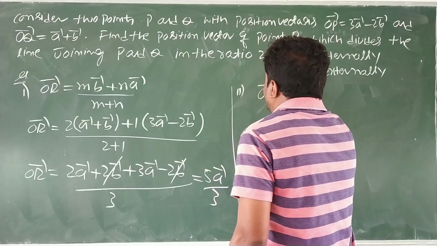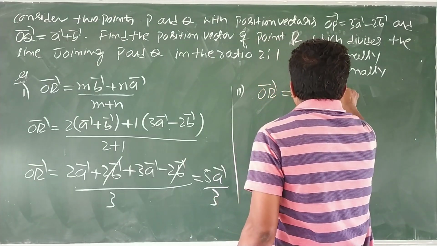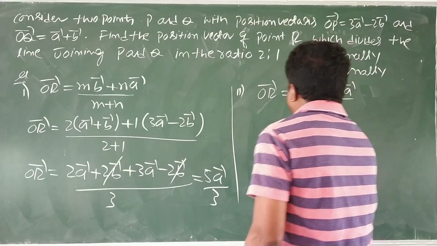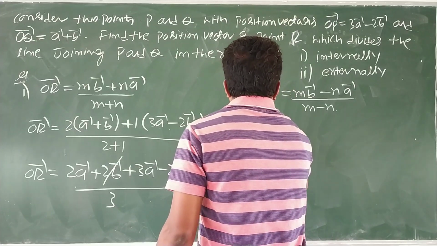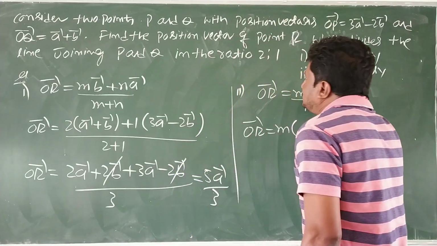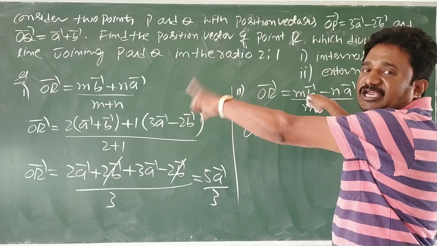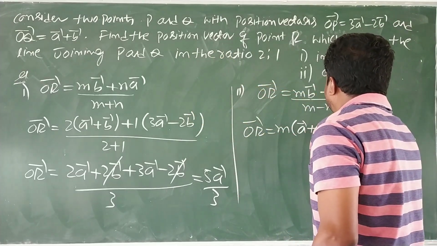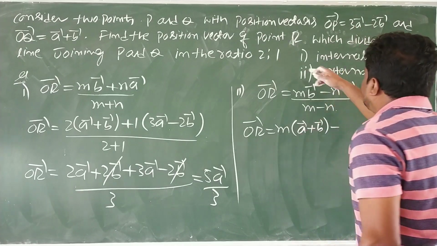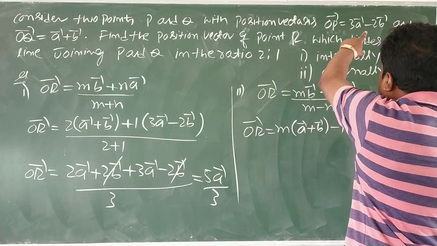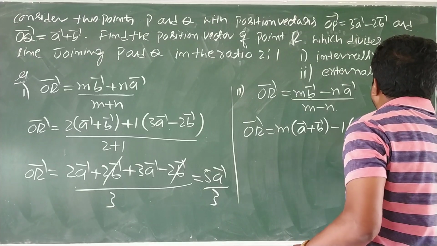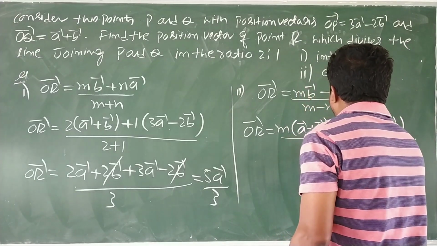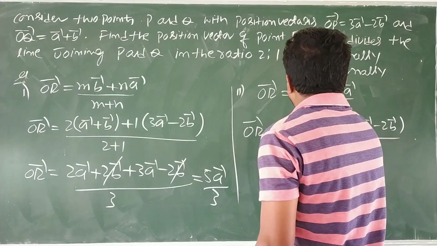OR is equal to (mB minus nA) by (m minus n). So m into B, B means the second vector, which is a plus b, minus n, n is 1, into the first vector, 3a minus 2b, by m minus n, so 2 minus 1. What is the m value?